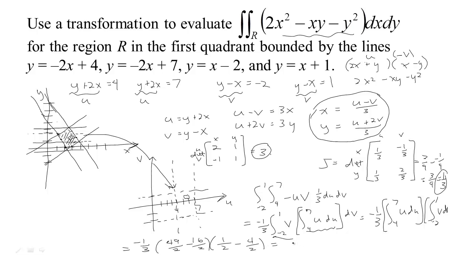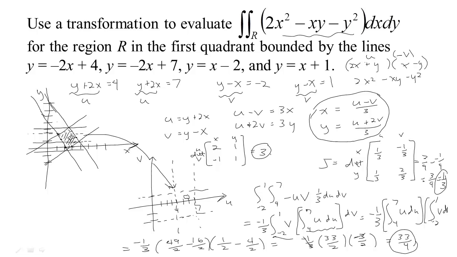So what do we have here? We have a negative 1/3. 49 take away 16 would be 33. So we have 33 halves. And then this is times 1/2 take away 4 halves would be negative 3 halves. So the negative 3 and the negative 1/3 cancel, and we get 33 over 4 for the integral.